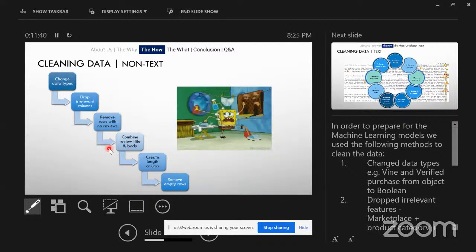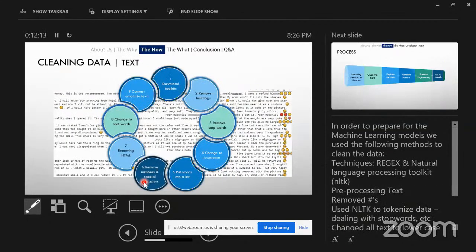Also, there were two columns, the review headline and the review body. We thought of combining those two and considering them as one, because otherwise we would have two columns which we had to measure separately. And we have also created a length column. Based on this length, we wanted to analyze which ratings have longer reviews. So let me go to the next.